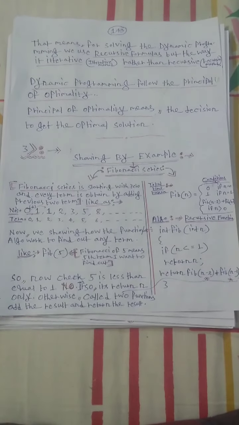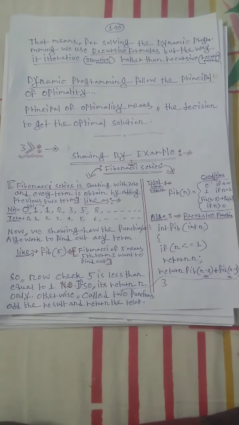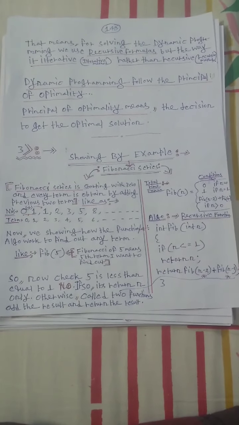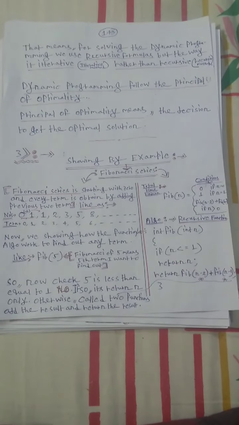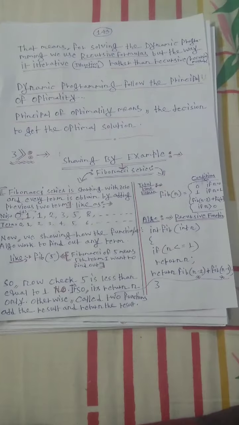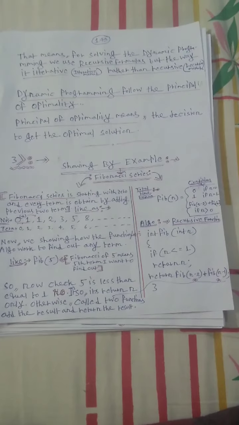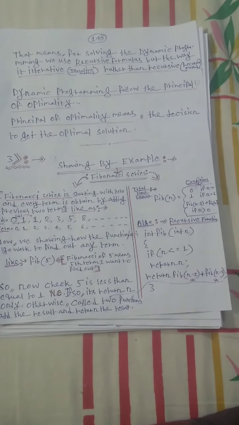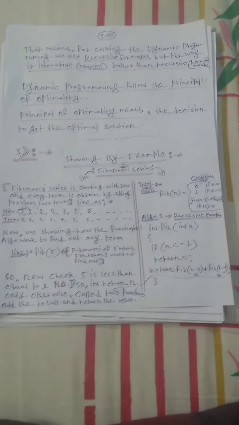Like 0, then 1. The third term will be 0 plus 1, which is 1. The fourth term will be 1 plus 1, which is equal to 2. Like that it will continue. Now if we take an algorithm in the recursive way, it is: int fib(int n), and if n is less than or equal to 1 then return n, otherwise return fib(n-2) plus fib(n-1). It can be done in a recursive way.